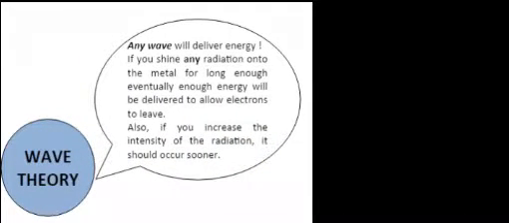Light exhibits the properties of a particle and a wave. Light as a wave assumes that any light can deliver its energy to the electrons, causing the electrons to be emitted. Meaning that, when light is shone on the metal surface for a long time, it will have enough energy to be delivered to the electron. This will cause the electron to leave the metal surface. And if you increase the intensity of light, the photoelectric emission will occur sooner.